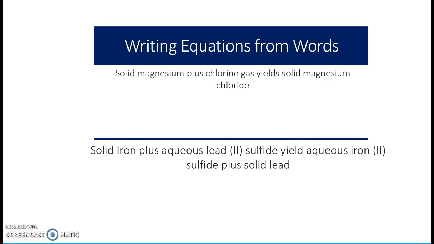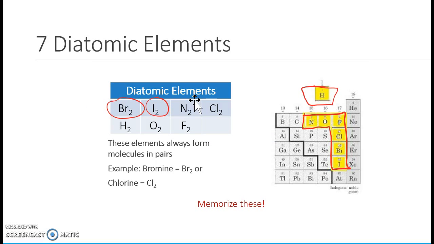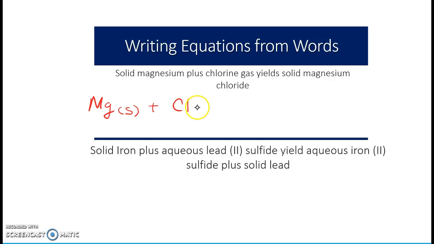So let's look at a couple examples going from words to symbols first. You're told in this first example that you have solid magnesium. The symbol for that is Mg, and since it's a solid, we're going to include a lowercase s in parentheses. Plus we have chlorine gas. Chlorine is one of our 7 diatomic elements, so we need Cl with a subscript 2. We're told that it's a gas, so we'll have lowercase g. And then it yields, that indicates that you need an arrow.